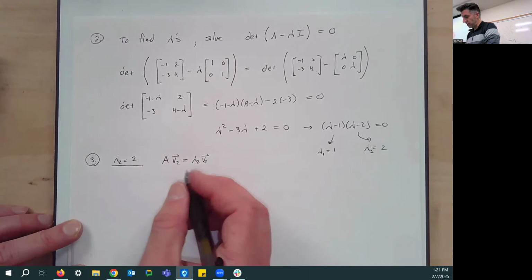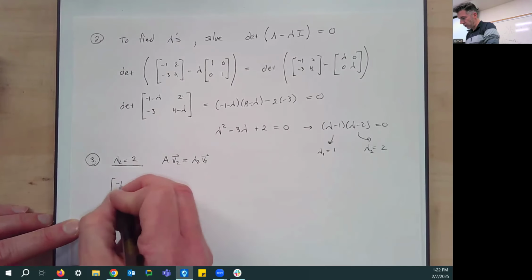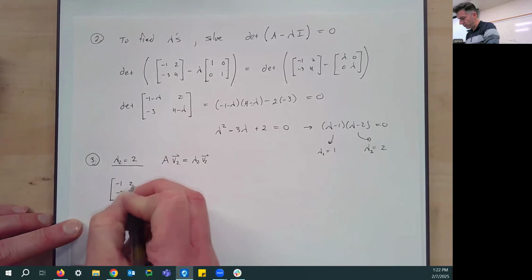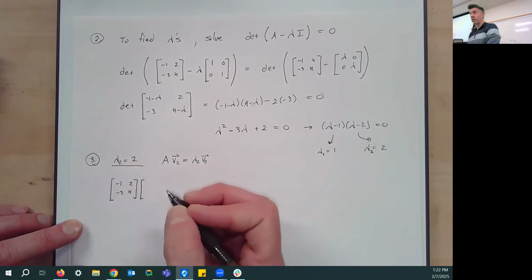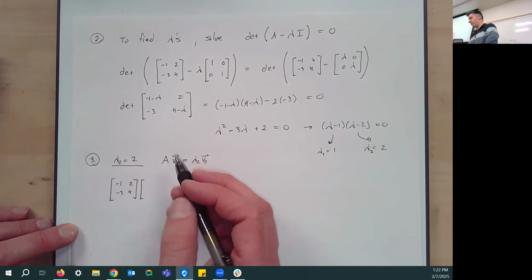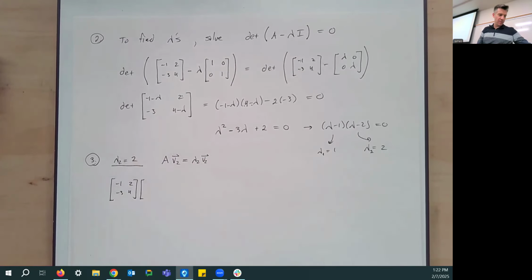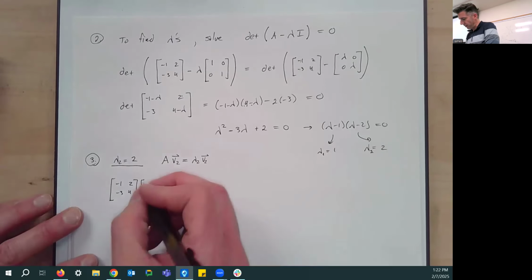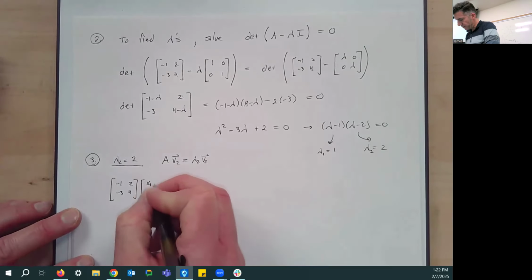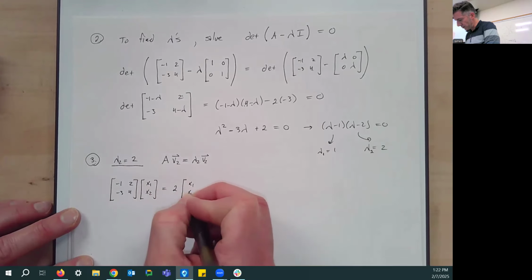So in this case, the matrix A, which is [-1, 2; -3, 4], times the vector we're looking for, which I usually like to call x, y, but it might make more sense to call it x1, x2 here. Let me look at what I did in my notes so I can be consistent. I used x1, x2. All right, fine. That's going to equal 2 times (x1, x2).